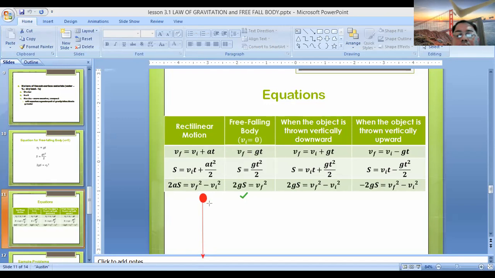Again, if a body is being thrown downward, the initial velocity v sub i is no longer equal to zero, because the body is thrown down. So is the body still acted on by gravity? We did not equate that to zero because there is now an initial velocity, because this is a body that is thrown down.